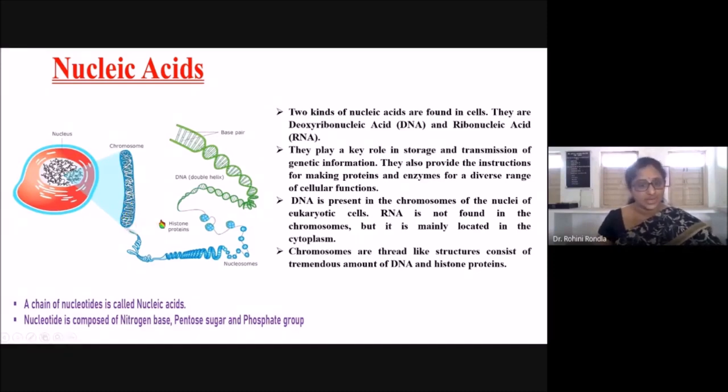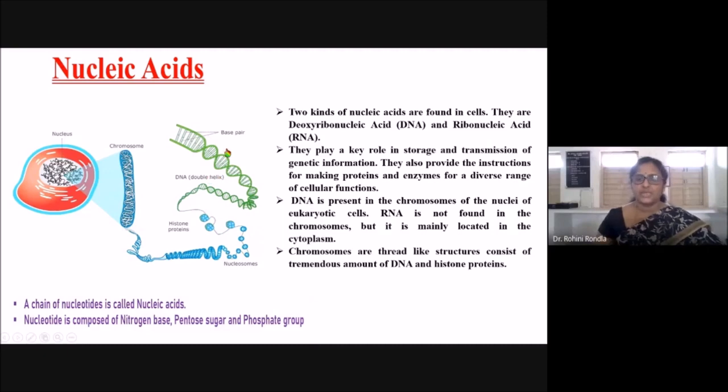So where is the location of DNA? DNA is present in the chromosomes of the nuclei, right? Chromosome is composed of a large amount of DNA and also histone proteins. So DNA is present in the nucleus, in chromosomes. And RNA is located in the cytoplasm of the cell. RNA is not present in the nuclei. RNA is present in the cytoplasm of the cell.